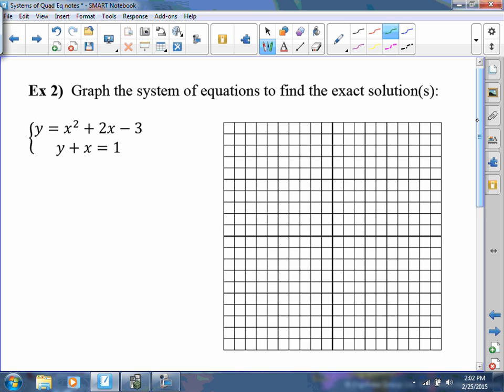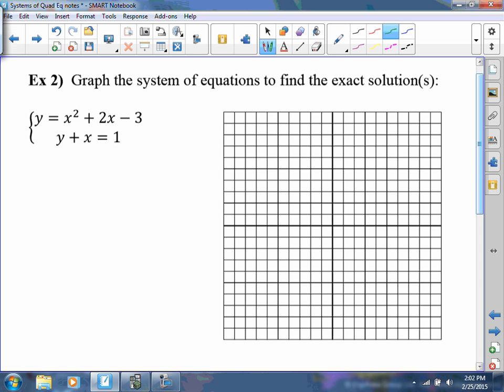Okay, now in example 2, it says again to graph the system. And the first equation, that is my parabola because it has the x squared. And my second equation is going to be the line, but that equation's not solved for y. So I'm going to have to solve this equation for y. I'm going to have to subtract the x over to the other side. So then I'll have y equals negative x plus 1.